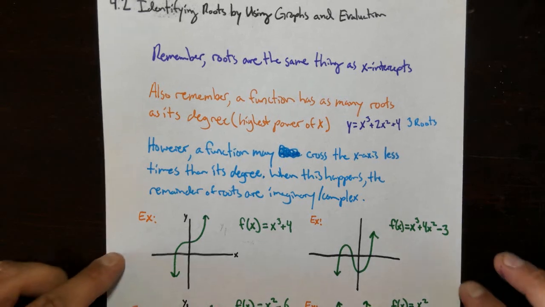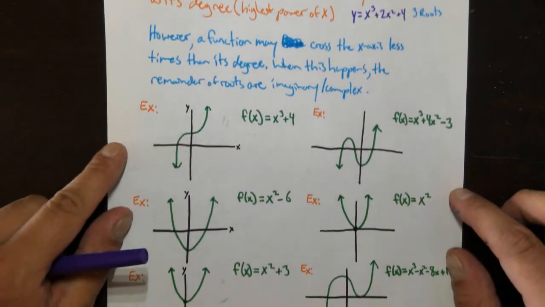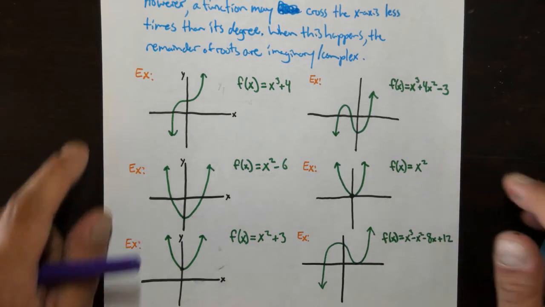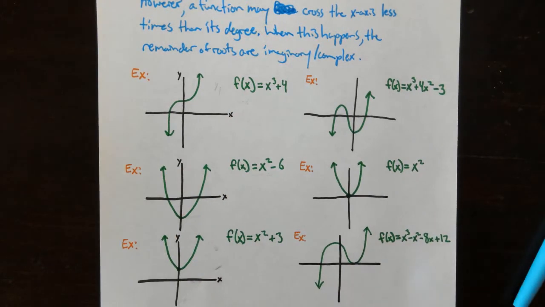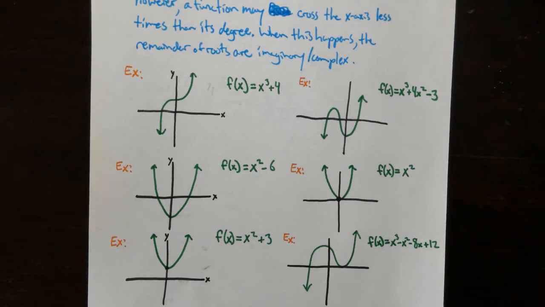So let's go over some examples here. I have graphed some examples for you, and I gave the function over here as well. And I want to determine what kind of roots these are. I just want to identify how many of them are real and how many of them are imaginary. And that will be the first part of your worksheet today.